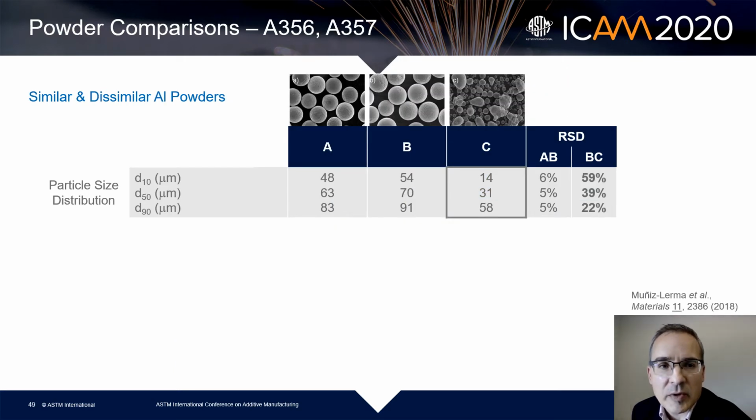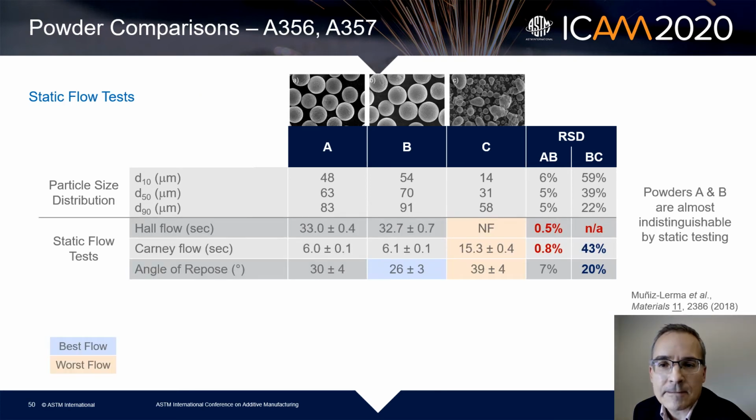Another example of aluminum powders, this is an example that shows both similar and dissimilar powders. A and B in this case are very similar in many ways, whereas powder C had a much finer particle size distribution. And when they did their static flow tests, again, the poorly flowing powder C was pretty clear, but for the most part, powders A and B were almost indistinguishable, with the exception of the angle of repose.